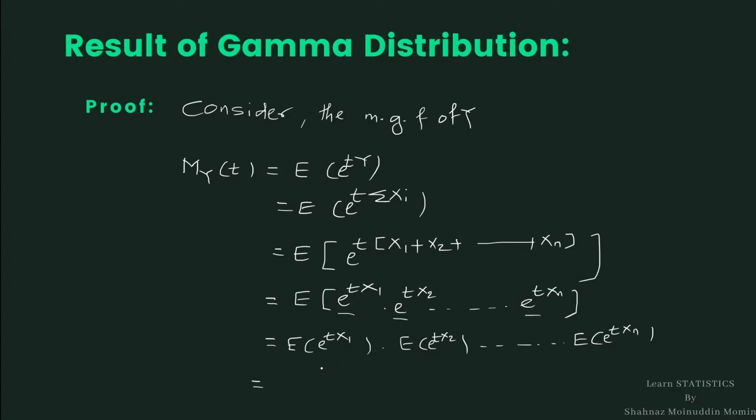By observing the above expression, we conclude that the first term, expectation of e raised to t x1, is nothing but the MGF of x1, and the second term is the MGF of x2, M_x2(t). Likewise the last term is the MGF of xn, which is M_xn(t). Hence M_y(t) is equal to the product of the MGFs of x1, x2, ..., xn. From equation 1 we will substitute the values of all these moment generating functions.